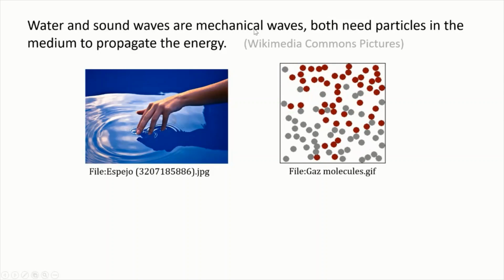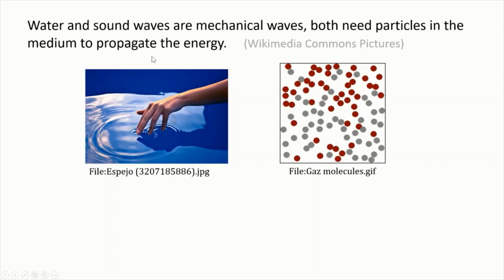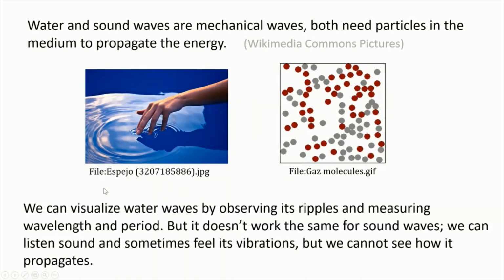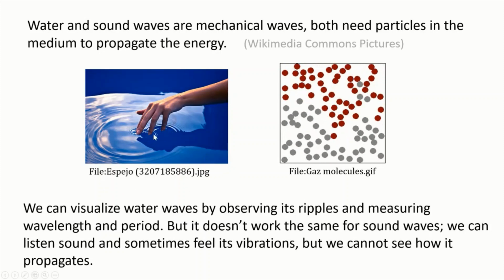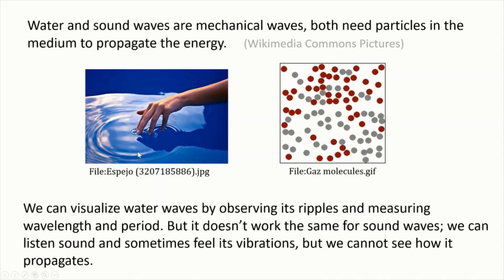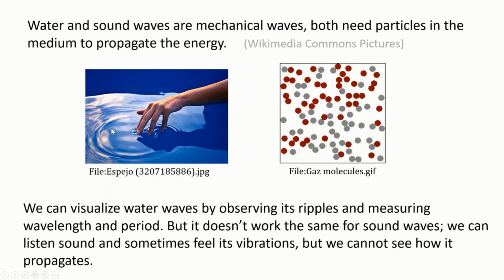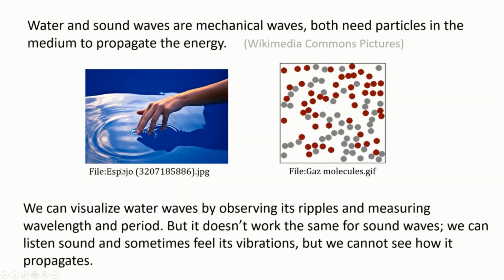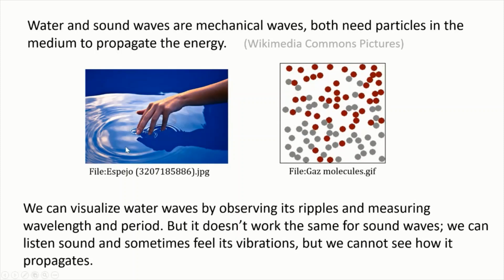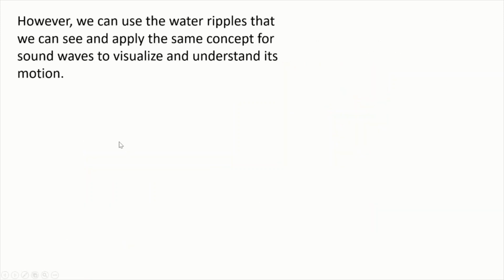Water and sound waves are mechanical waves. Both need particles in the medium to propagate the energy. We can visualize water waves by observing their ripples and measuring wavelength and period, but it doesn't work the same for sound waves. We can hear sound and sometimes feel its vibrations, but we cannot see how it propagates. However, we can use the water ripples that we can see and apply the same concept to sound waves to visualize and understand their motion.